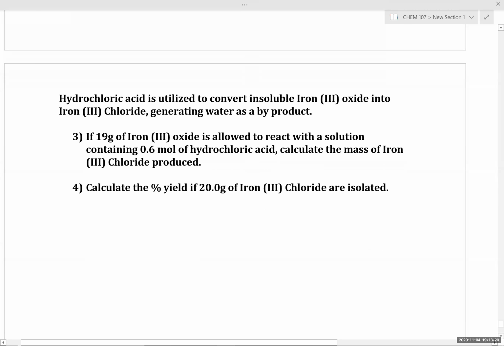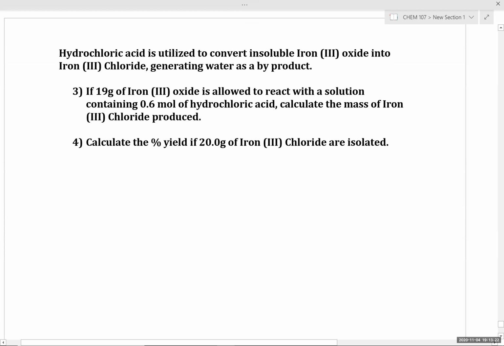So I'd like us now to try to tackle the following example. We're given in the statement for our chemical reaction that hydrochloric acid is utilized to convert insoluble iron 3 oxide to iron 3 chloride, generating water as a byproduct. We're asked to calculate the expected mass of product that we'd expect to observe, as well as the percent yield if 20 grams of iron 3 chloride are isolated.